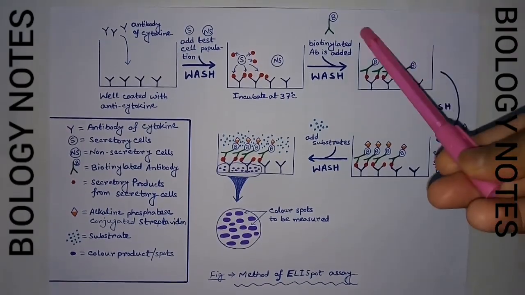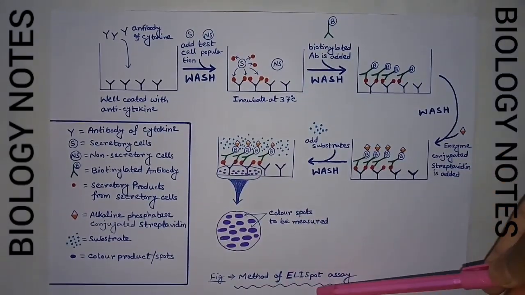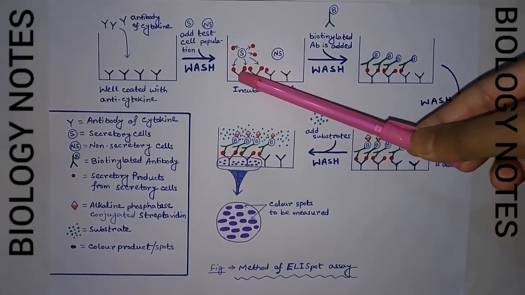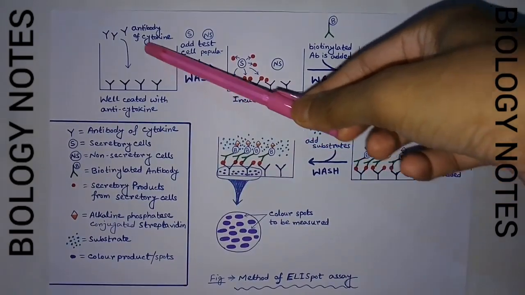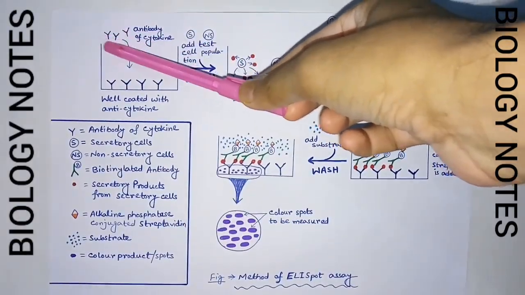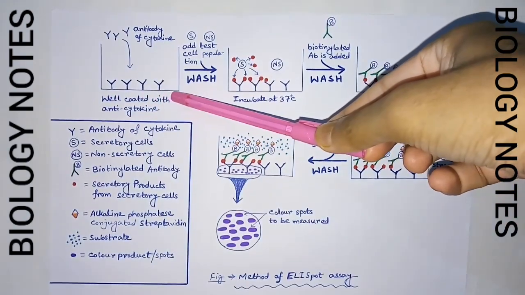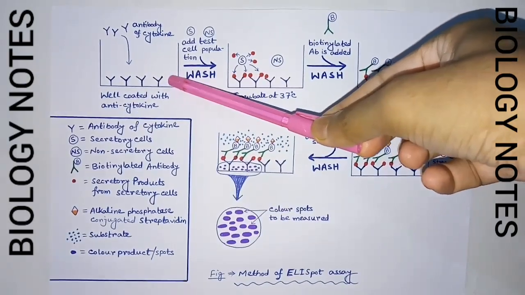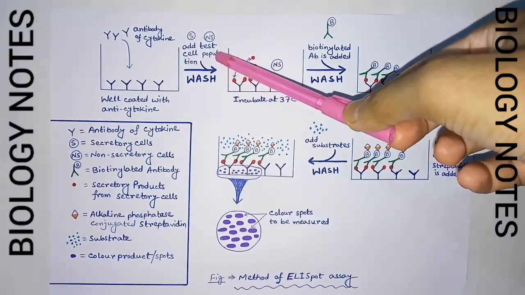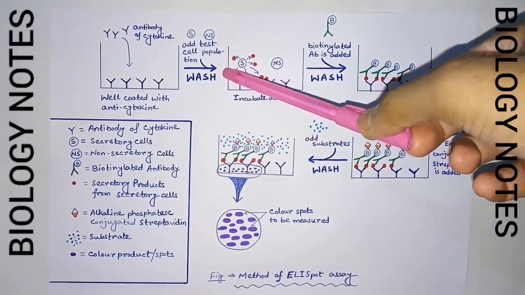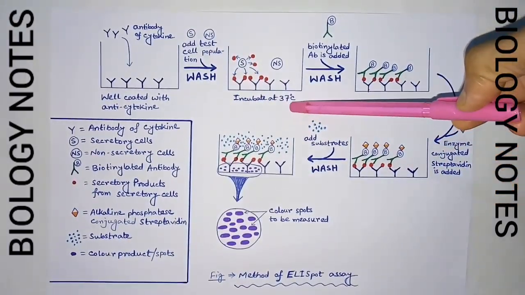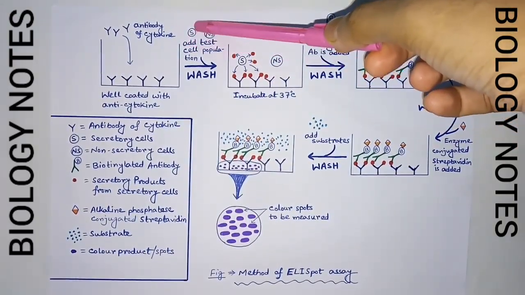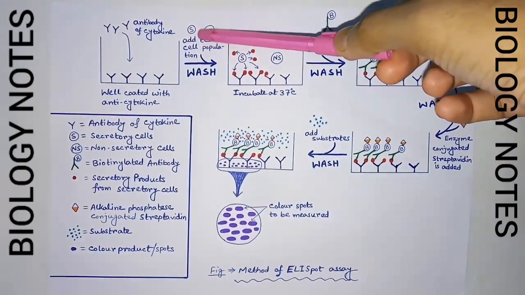In this diagram, I will show you the ELISpot method. Here I have used the cell populations that secrete cytokine. Cytokine-specific monoclonal antibodies are added to the microtiter wells. These are the cytokine-specific monoclonal antibodies. Desired cells being observed and analyzed are added to the wells and incubated at 37 degrees centigrade. The cells may be secretory, shown here as S, or may be non-secretory, shown here as NS.